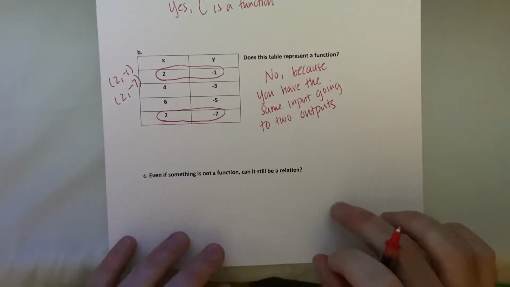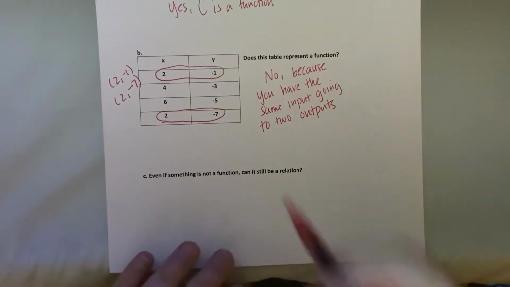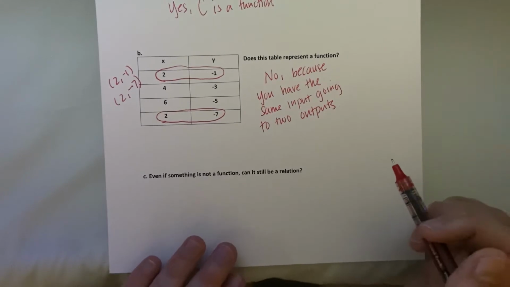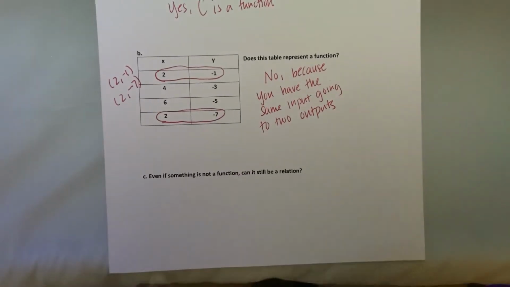And even if something is not a function, can it still be a relation? Yes, any set of ordered pairs is a relation. For example, table B is still a relation, but it's not a function.